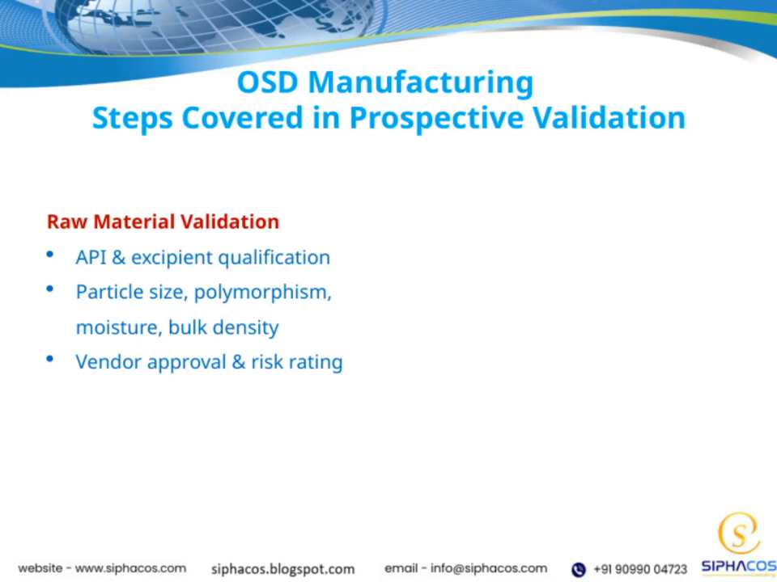This step is crucial because it ensures that the materials we're using, such as APIs and excipients, meet our quality standards. We need to qualify these ingredients thoroughly, checking key characteristics like particle size, polymorphism, moisture content, and bulk density. These factors can all influence the final product's performance and stability.